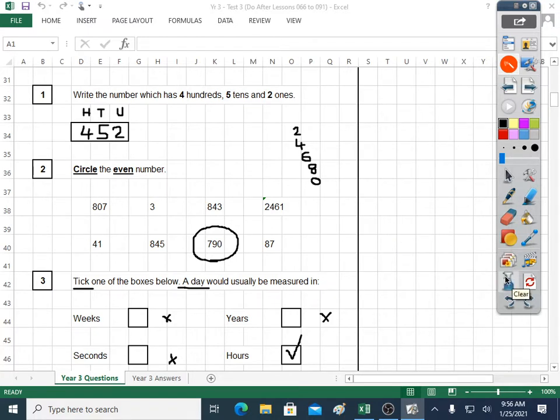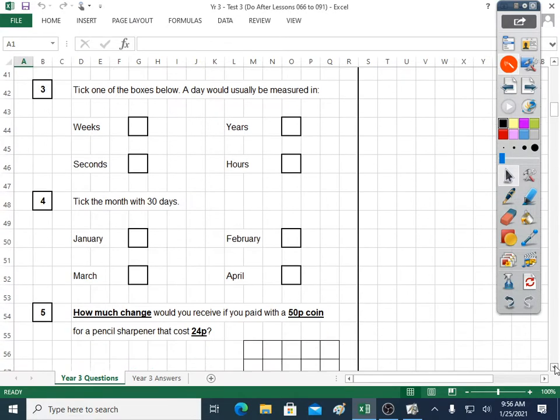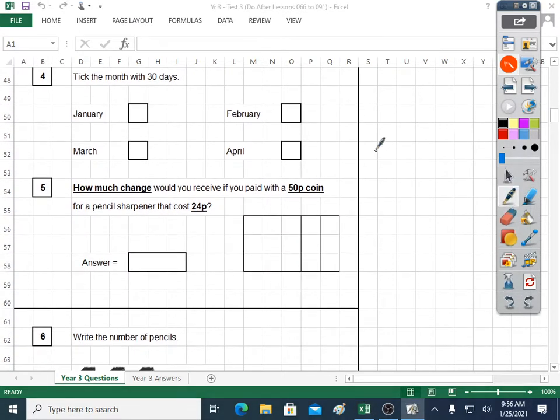I'll have to clear what I've done, so pause the video if you still need it. But we'll move the page down to question 4. Tick the month with 30 days. So we might need a little rhyme. 30 days has September, April, June and November. That's all we need of the rhyme because we're looking for months with 30 days. September, April, June, November. Oh, April's there. So it's April. Let's just check the rhyme. Yep, it's definitely got 30 days. The rest of the rhyme we don't need for this question.